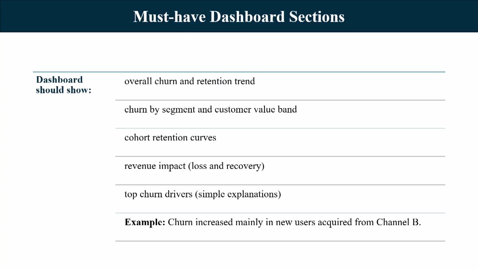Now, looking at the dashboard. There are certain checkpoints of a churn dashboard. The dashboard should have the overall churn and retention trend. What is the overall churn rate? That number has to be there. Otherwise, there will be no benchmark for comparison of our performance. So, that is why you need to put in the overall churn rate and the overall retention trend.